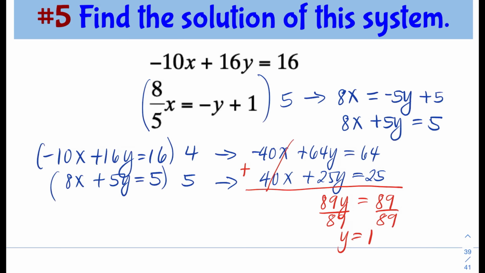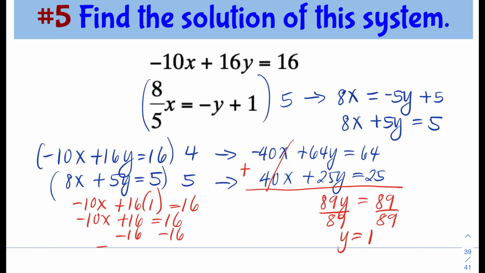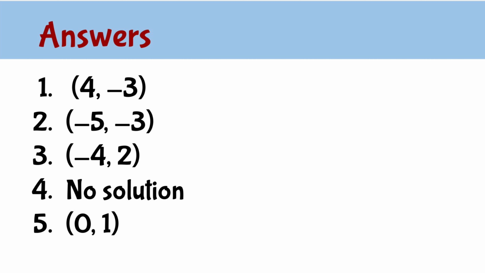I will use the first equation to solve for x. We have negative 10x plus 16 times 1 is equal to 16. So this is now negative 10x plus 16 is equal to 16. Subtracting 16 from both sides, we have negative 10x is equal to 0. So this means x is equal to 0. The solution for this system is 0, 1.